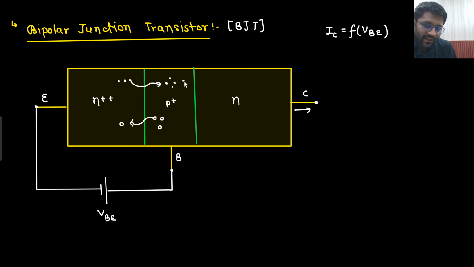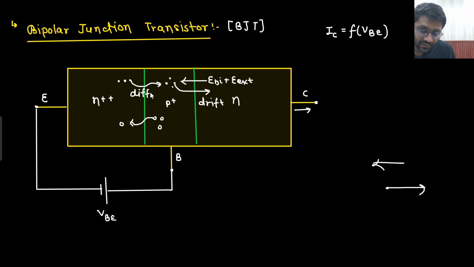Now somehow if I make a very strong electric field here, then what will happen? Whatever electrons have come here will be pulled by this particular electric field. If this is the electric field, electrons will be pulled in this direction. So because of this very strong electric field, these electrons will be drifting in this direction. Here they have diffused. So what should I make it here? Reverse bias, right? If I make it reverse bias, then the electric field will be very strong.